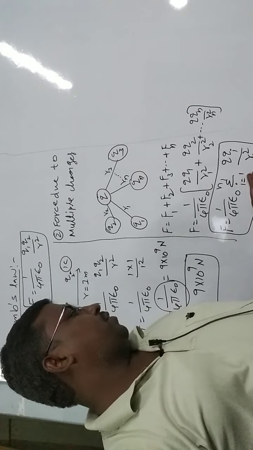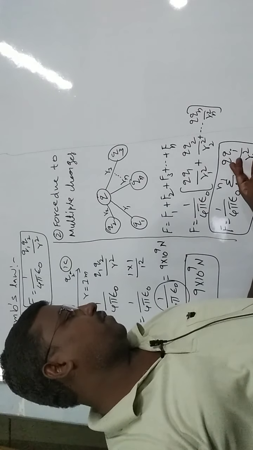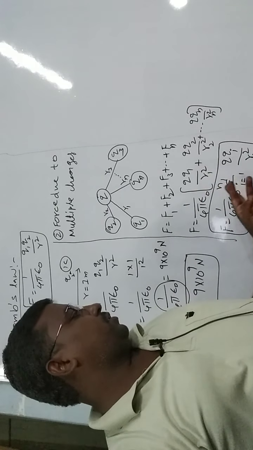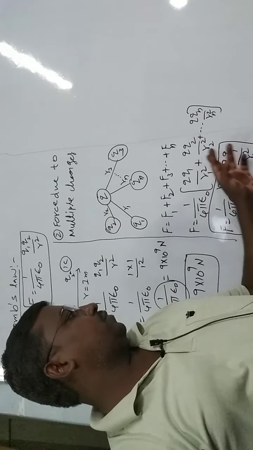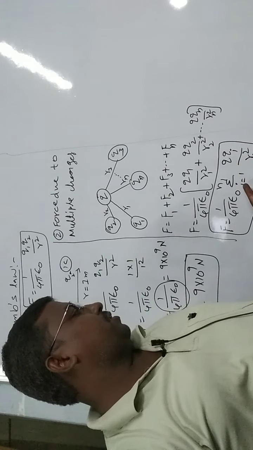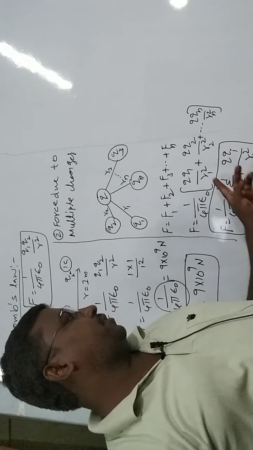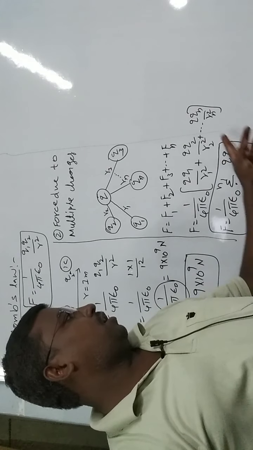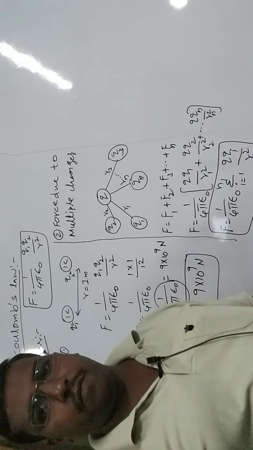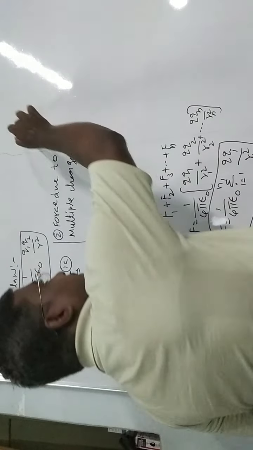Because we have to write i equal to 1 to n. We write i equal to 1, then Q1 by R1 square. Next we write i equal to 2, that is Q2 by R2 square. And finally, i equal to n, then Qn by Rn square. So this is a very important formula. Now we discuss the next one.